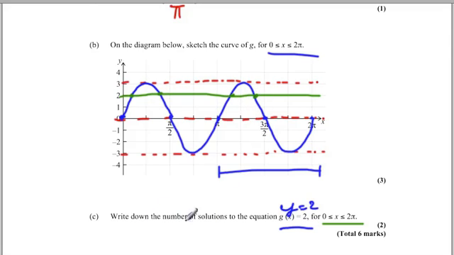So the answer to this question, how many solutions? The answer is 4. Anytime they ask number of solutions, it just means how many intersection points do you see between, in this case, a horizontal line and the curve that we have over here.